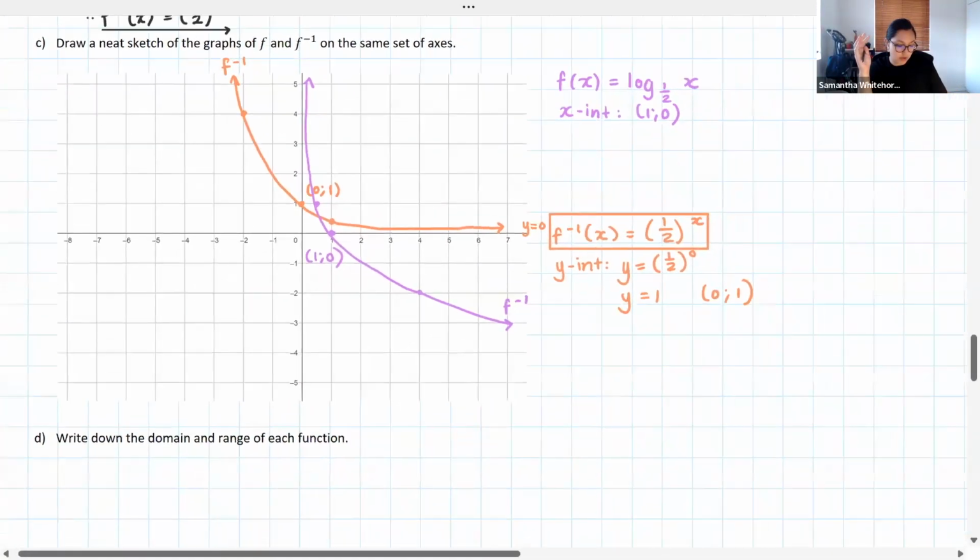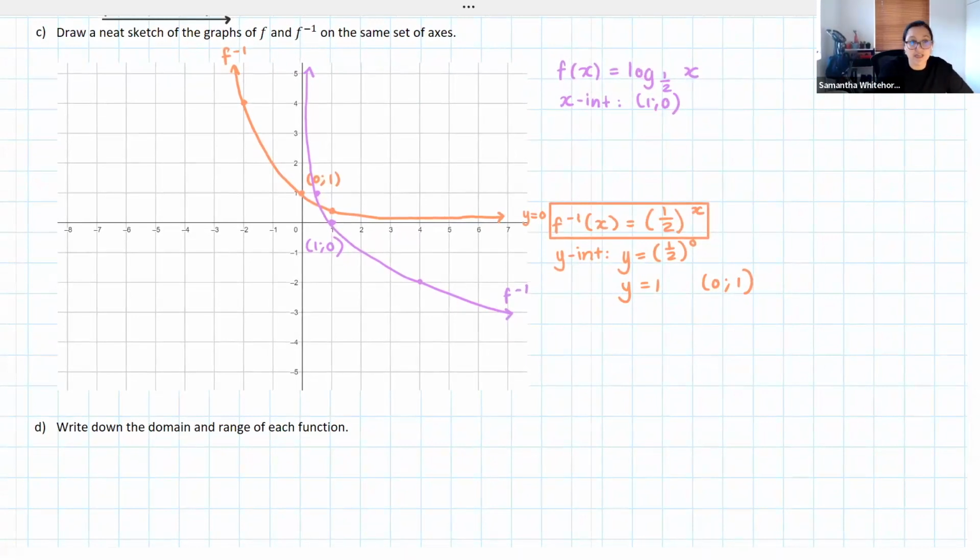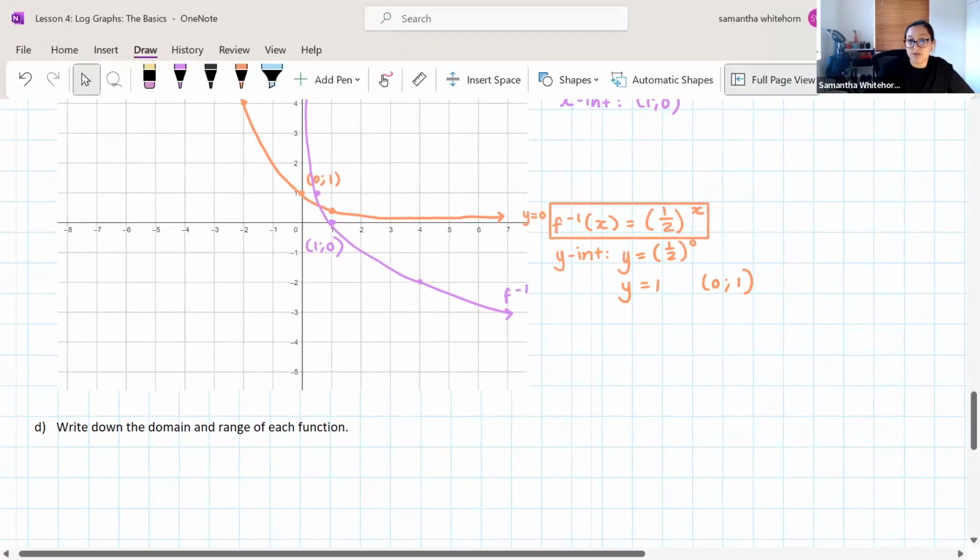Question D asks you to write down the domain and range of each function. So I want you guys to try that for me by yourselves. I think you should already know what it is because we've been doing it quite a lot. But let's get down the domain and range.